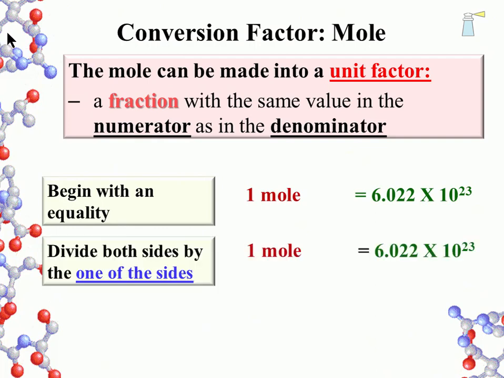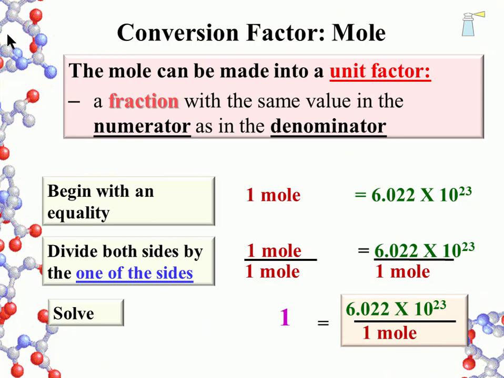Divide both sides of the equation by one of the sides. For example, divide both sides by 1 mole. Solve or simplify the expression. 1 mole divided by 1 mole is equal to 1. The second fraction remains unchanged. This is the first of 2 unit factors that can be used in moving between count and moles.